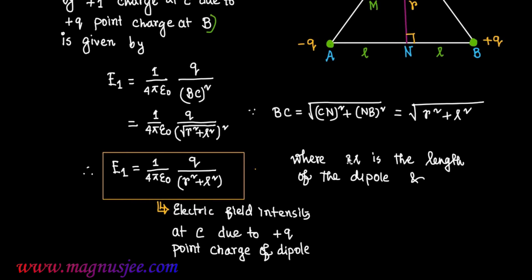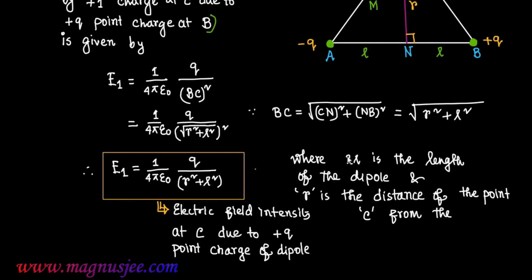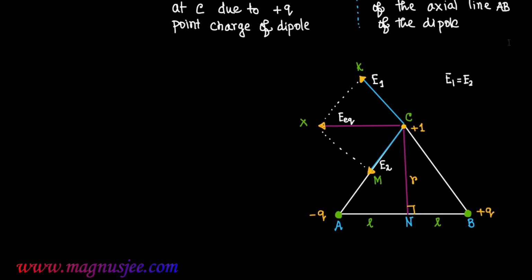2L is the length of the electric dipole AB, and r is the distance of the point C on the equatorial line from the midpoint N of the dipole AB, the center of the axial line AB of the electric dipole.